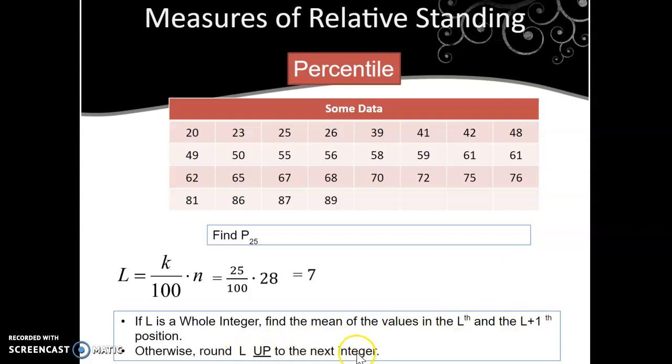Otherwise, just take L and round up if you have a decimal for L. So let's see, 1, 2, 3, 4, 5, 6, 7. So between 42 and 48, the mean of that, remember, add them together and divide by 2 to get the mean, would give us 45. So the 25th percentile is 45. That's the trickiest thing of finding percentiles, is when you get a whole number for your location. So find that position, the position beyond it, and find their mean.